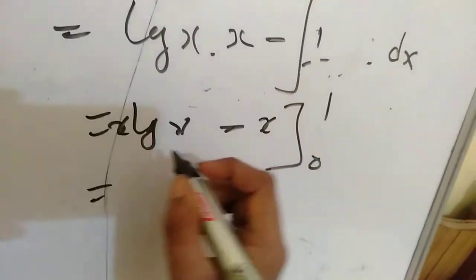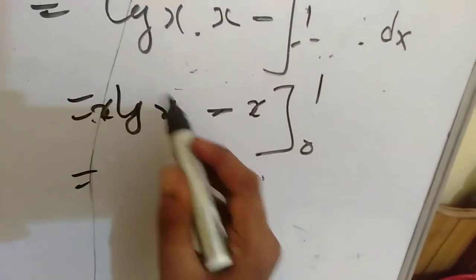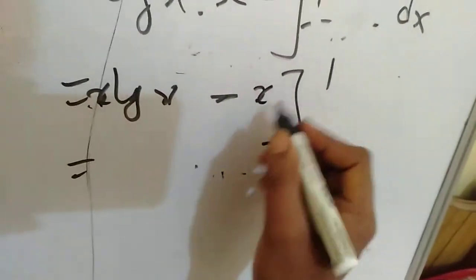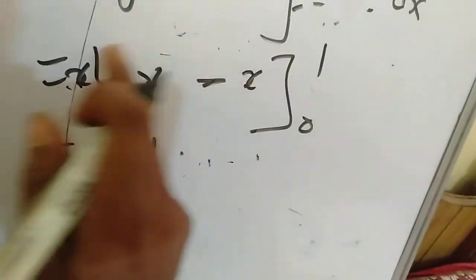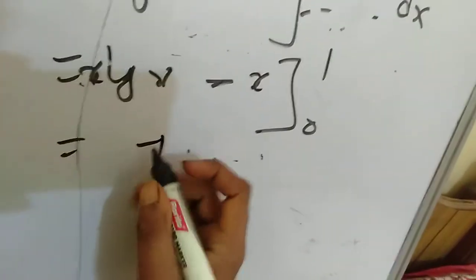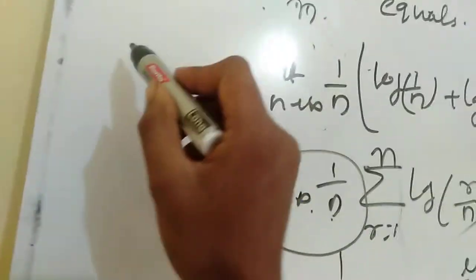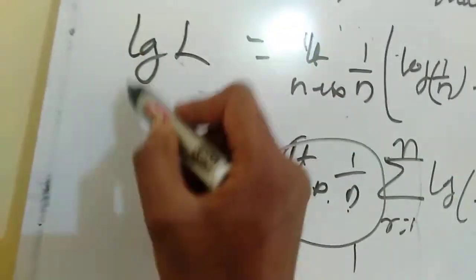Applying the upper limit, we get 1 into log 1, and the value of log 1 is 0. Then we get minus 1. Applying the lower limit, we get 0. So the value is minus 1. Here we took log L.